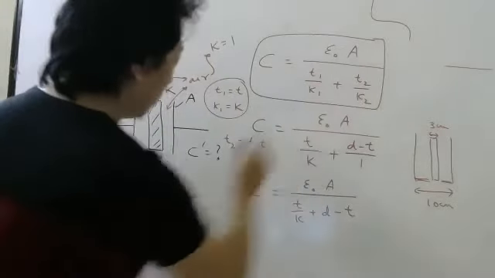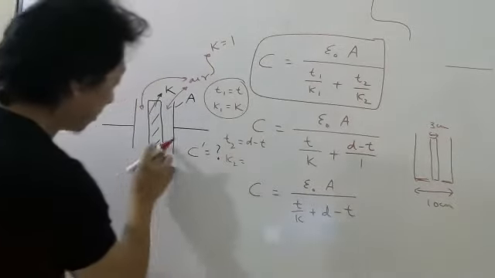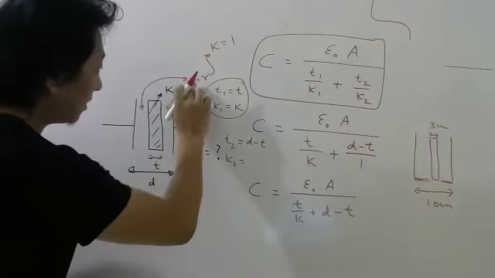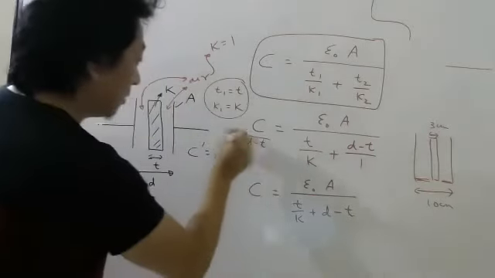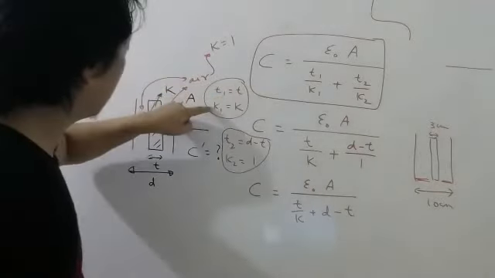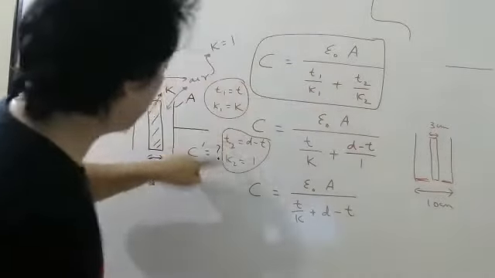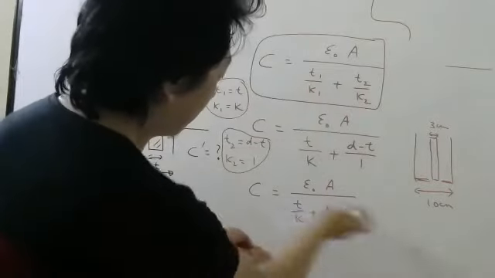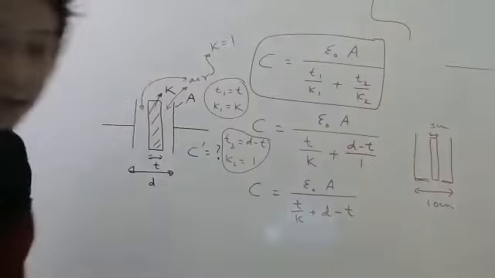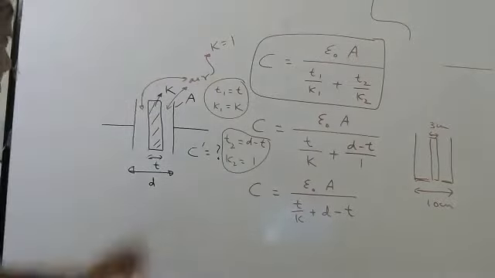And what is K2? Dielectric constant of the remaining part. What is the dielectric constant? Since it is air, it will be 1. So once you have found T1, K1, T2, K2, substitute. After substituting, nothing is there. After that, divided by 1 means nothing, right? So I hope you all understood.